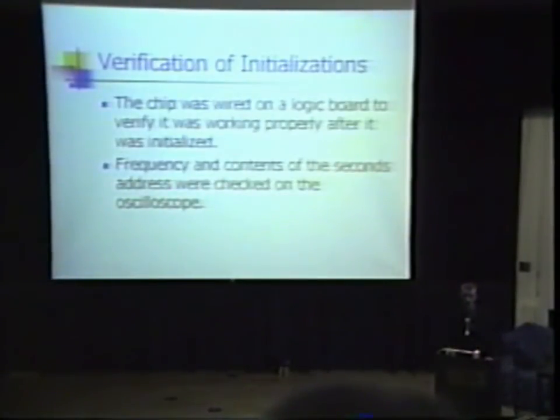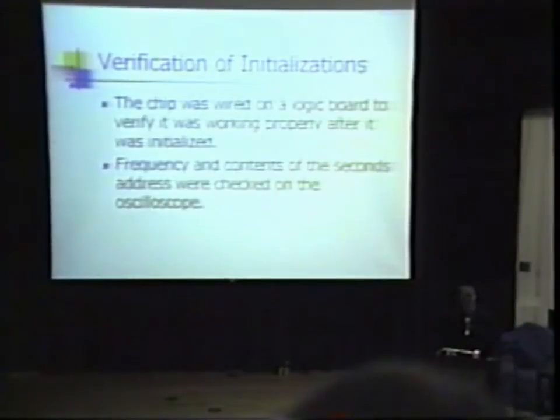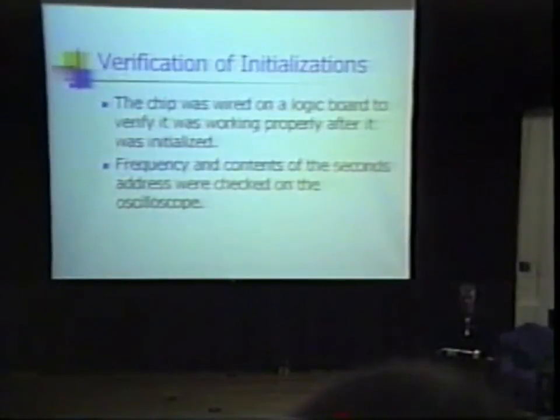In order to turn the chip on, a lot of initializations had to be done: the 2 data modes and the square wave frequency. The square wave frequency had to be turned on, and the daylight savings enable had to be turned on. This was done by wiring the chip to a logic board and checking the frequency and contents of the seconds address on an oscilloscope.